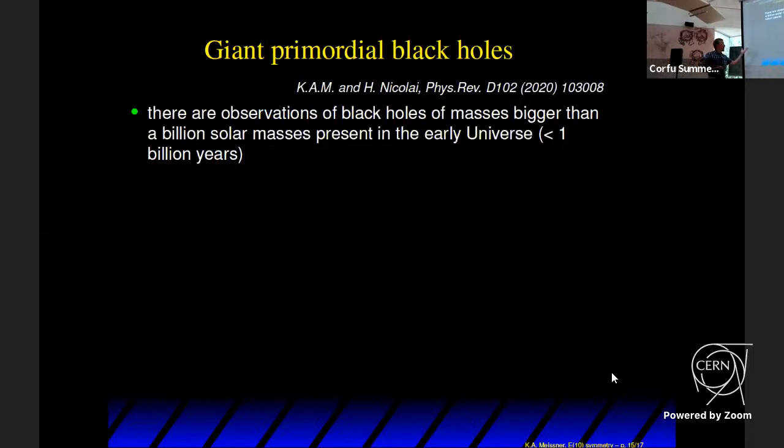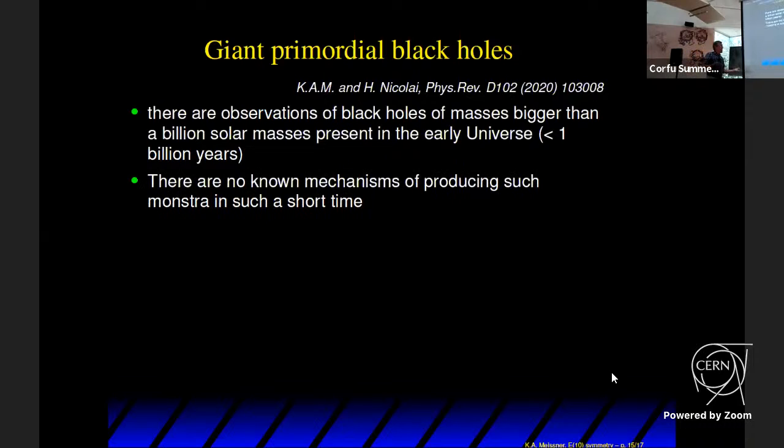Another observation: there are observations of black holes very early in the universe, before 1 billion years, that have more than 1 billion solar masses. And there is not enough time for the usual evolution, where a star dies out, it collapses, there is a black hole, and the black hole accretes everything around. There is not enough time because the first stars were at more than 100 million years after the presumed Big Bang, which was not there, by the way, I guess. So there are black holes of 1 billion solar masses observed, and there is no known mechanism of producing such monstrous black holes in such a short time.